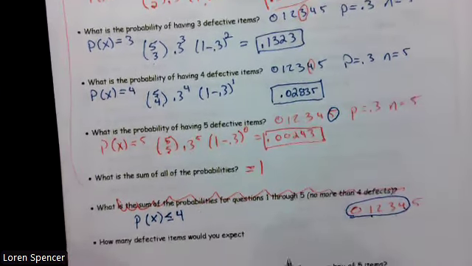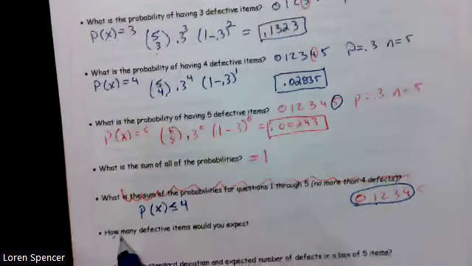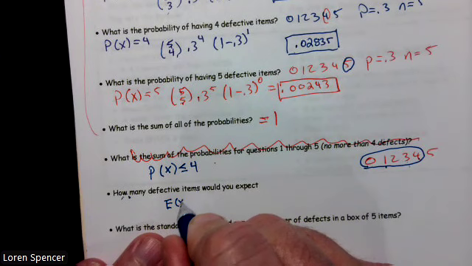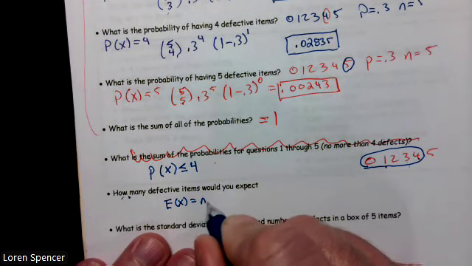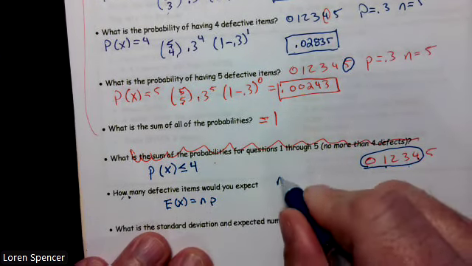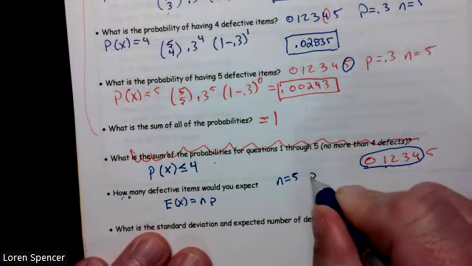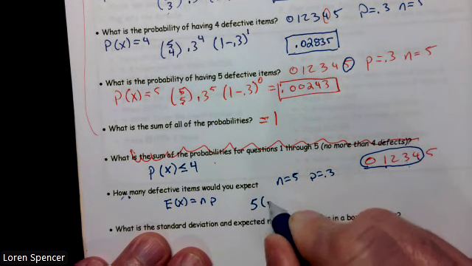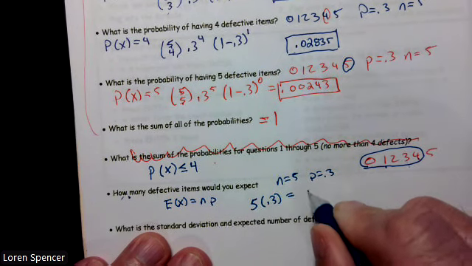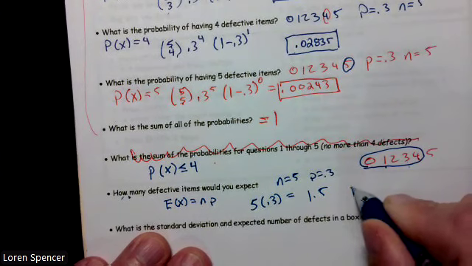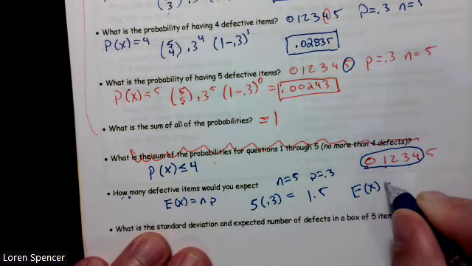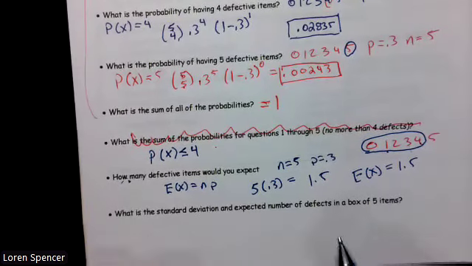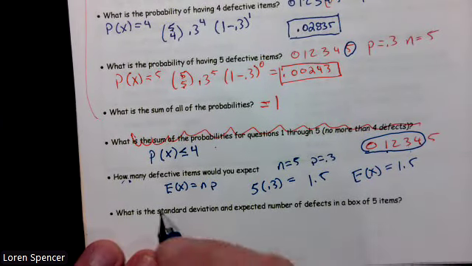Okay? So going back, this says how many would you expect? Oh, the expected value formula. The expected value formula for the binomial is n times p. Well, we know n was 5. We know our probability was 0.3. So it's going to be 5 times 0.3, which gives us 1.5. So our expected value, the number we would expect if we did this over and over again in the long run, would be 1.5.